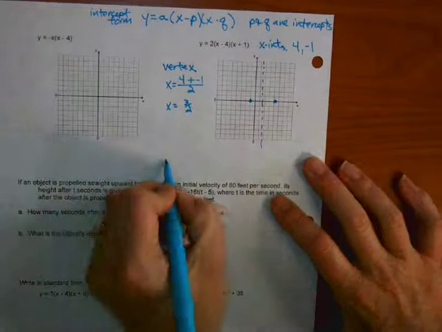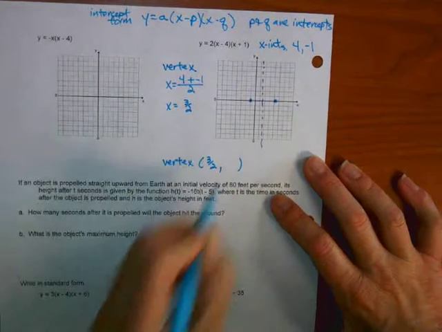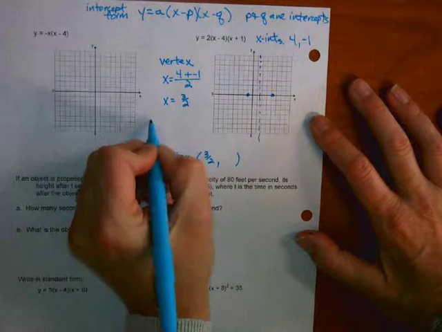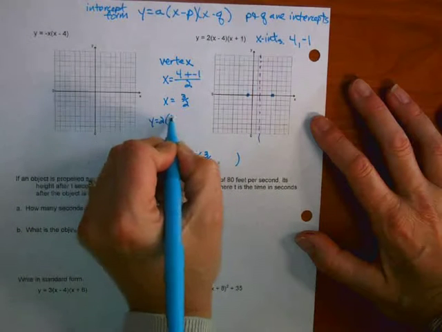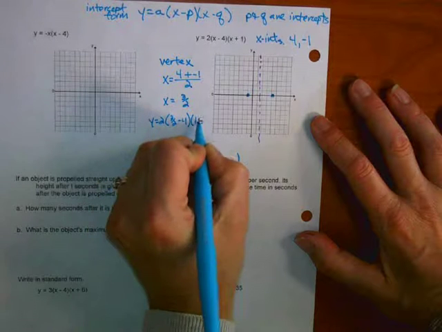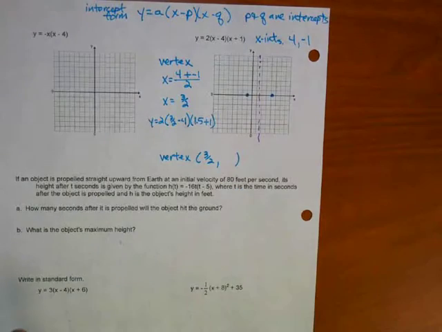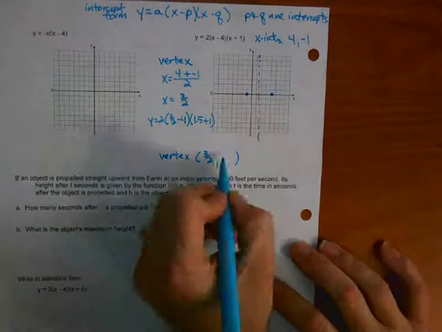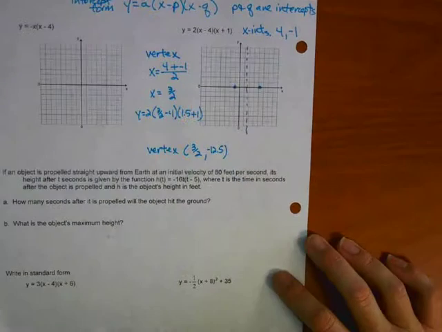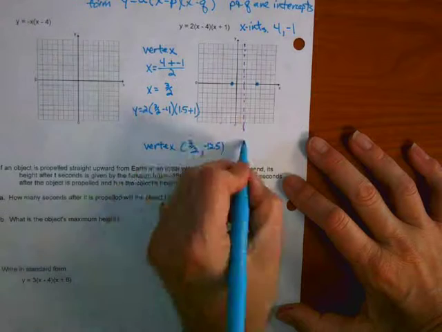Okay, so my goal here is to find the vertex. I know the x-coordinate is 3 halves. I need to find the y. So y equals 2 times 3 halves minus 4, or you can make it 1.5, which is actually what I did. Plug it in your calculator, and you get negative 12.5. Now this only goes to 8, so let's just go down here.